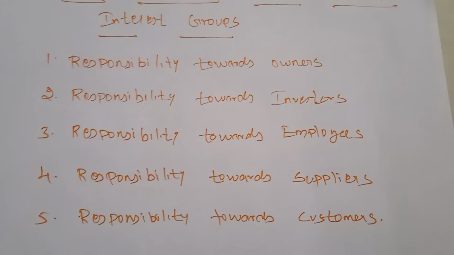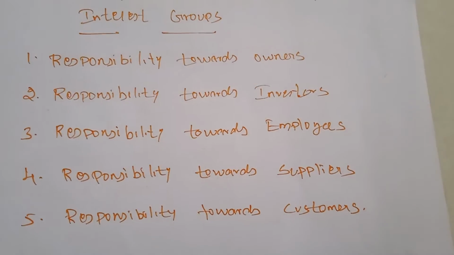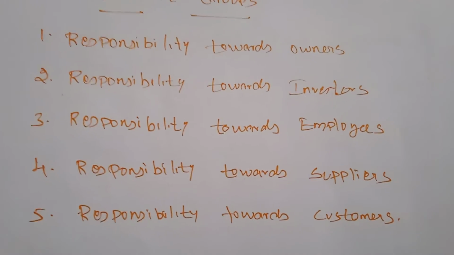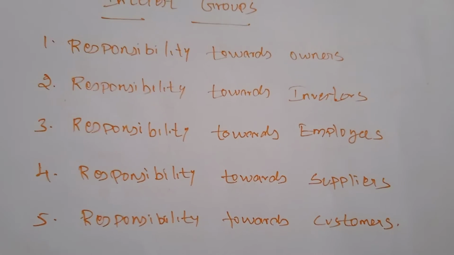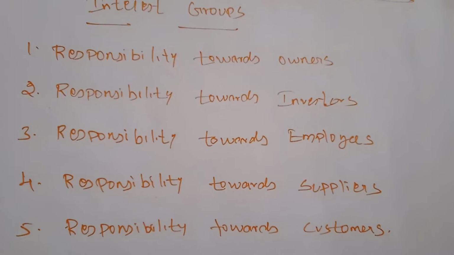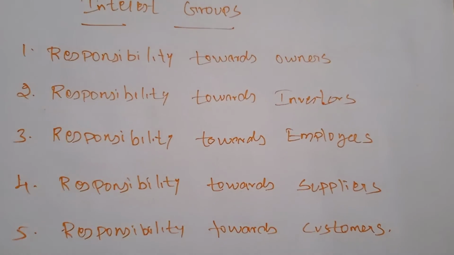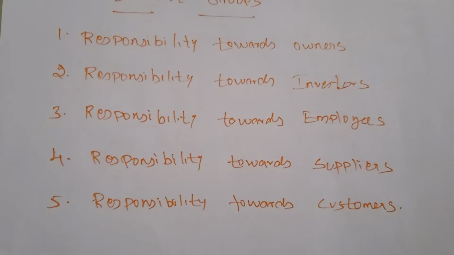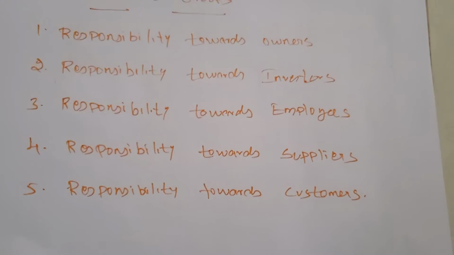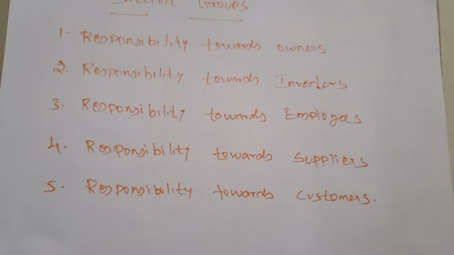Next, responsibility towards investors. The investors are those who provide finance by way of investment in debentures, bonds, deposits, etc. Banks, financial institutions, and the investing public are included in the category. In any of the ways, if individual people are going to invest in the capital or invest in any of the production units, they are considered as investors.